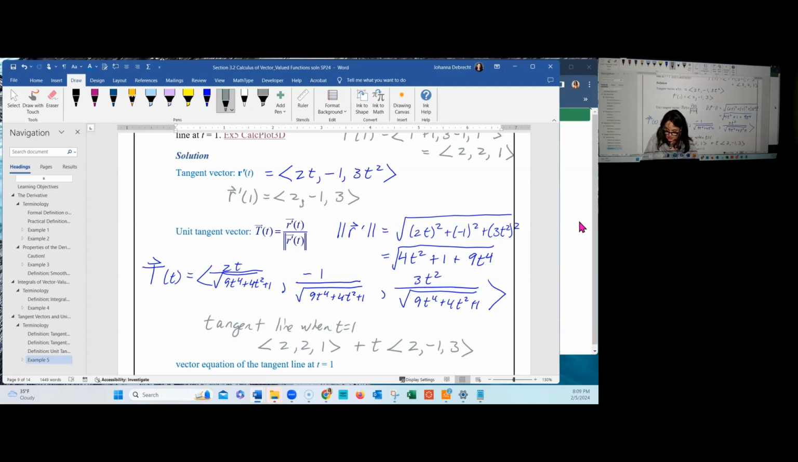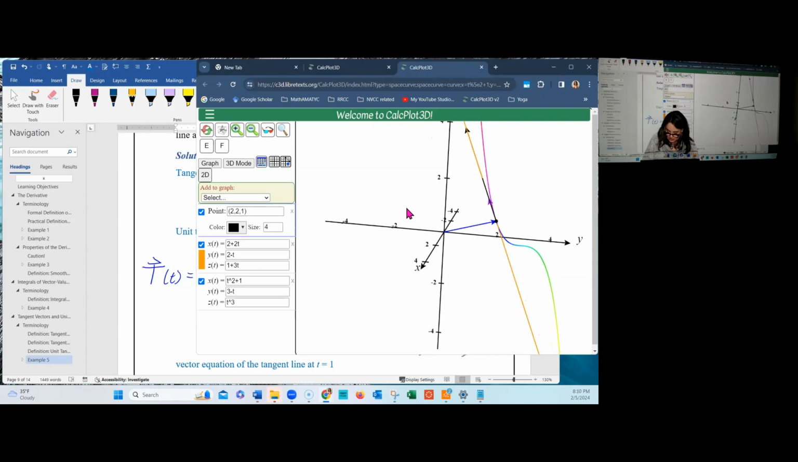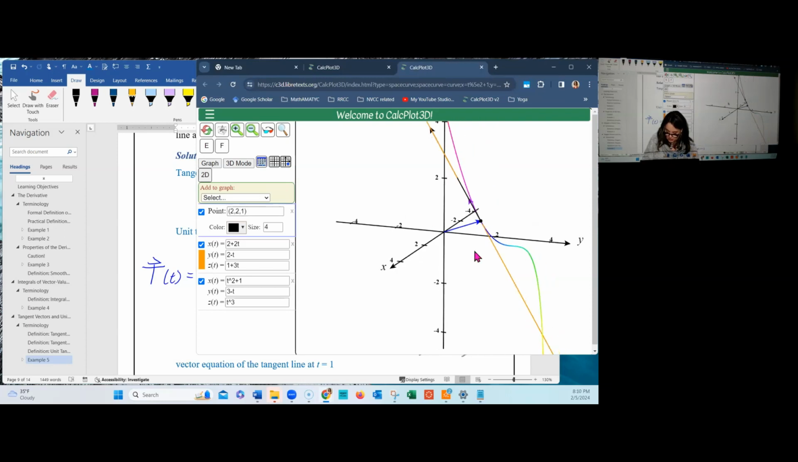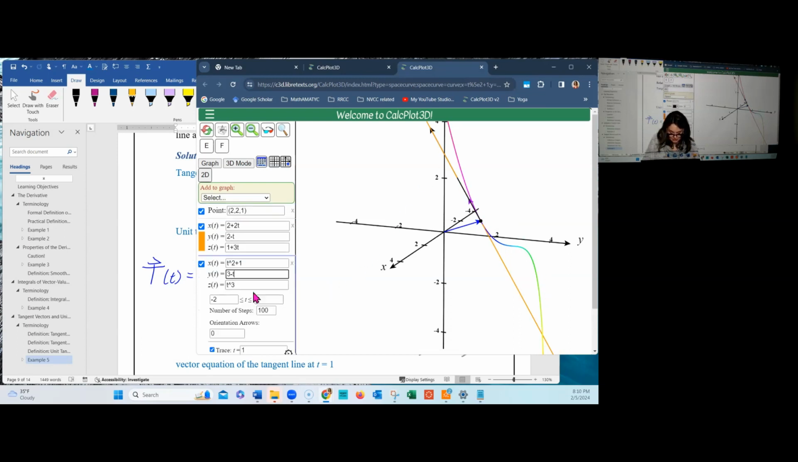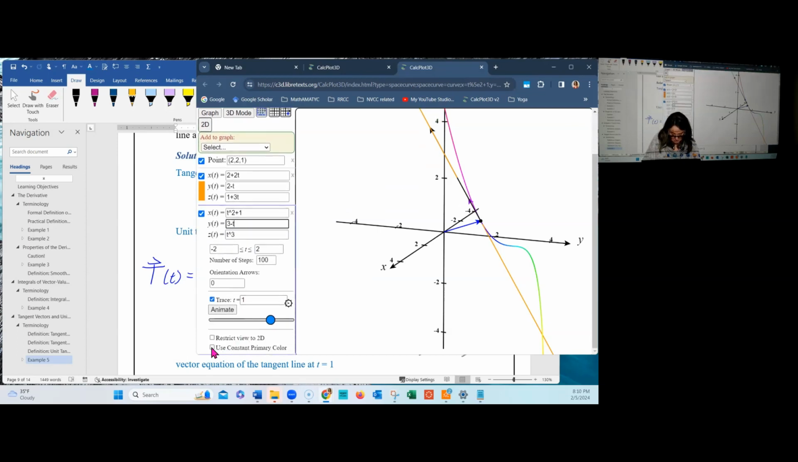Let's go ahead and take a look at what this one looks like. So here's the curve right here. And you can see that the curve is sort of multicolored right here in different colors. If you want, I can make it a solid color so it stands out a little better. Let's make it purple. Okay, so now it's purple. The tangent line is in that gold color.